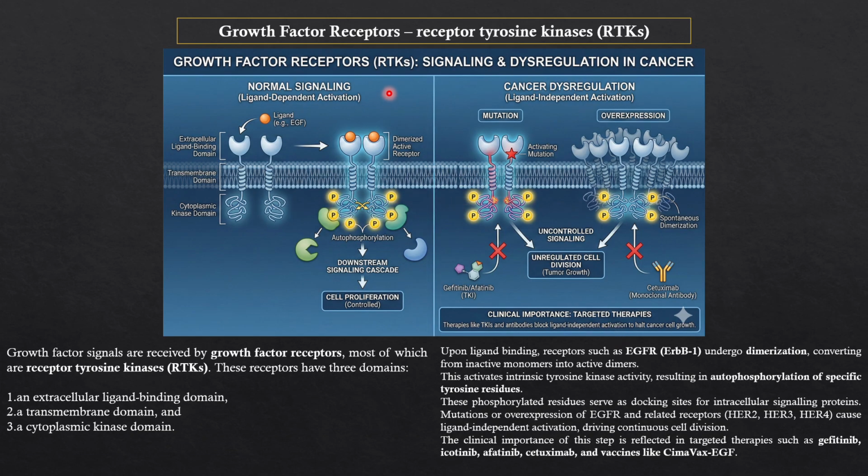The growth factor receptors, or RTKs, receptor tyrosine kinases, are involved in signaling and dysregulation in cancer. In normal signaling, ligand-dependent activation occurs, whereas in cancer, ligand-independent activation occurs. There is mutation and overexpression of these receptor tyrosine kinases, giving uncontrolled signaling, and as a result, uncontrolled cell division and tumor growth can occur.